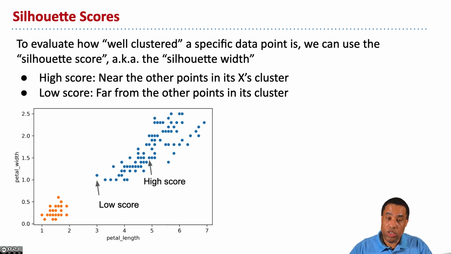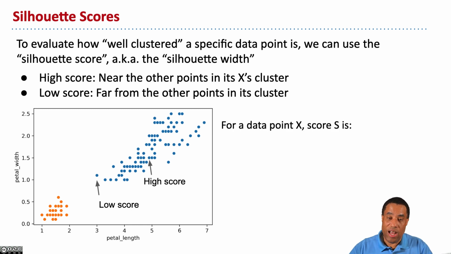So another approach is what's called silhouette scores. And it's a way of evaluating how well clustered a specific data point is. So the silhouette score, or silhouette width, of a data point is going to be high if it's near other points in its cluster. And it'll be low if it's far from the other points in its cluster. So the idea is that points in the center of the blue cluster have a high score. Whereas that point that we couldn't figure out whether it should be yellow or blue, where k-means gave us yellow, and agglomerative gave us blue, would have a low silhouette score.